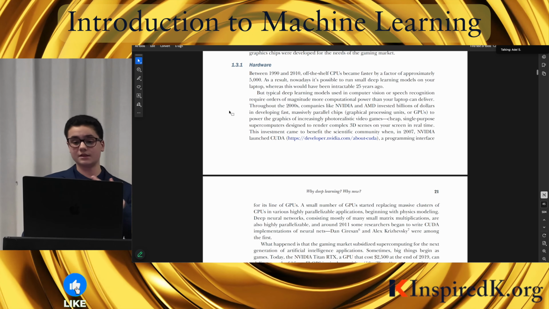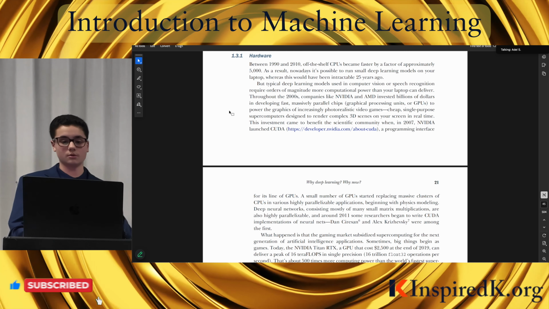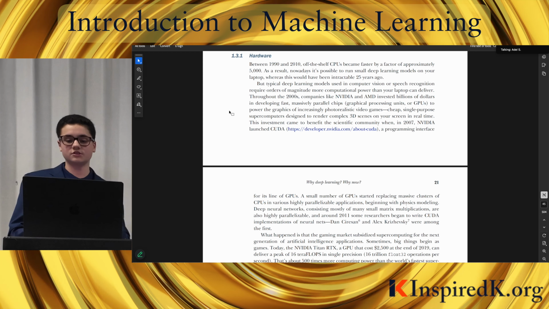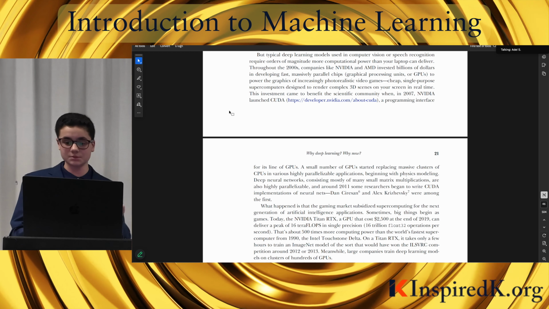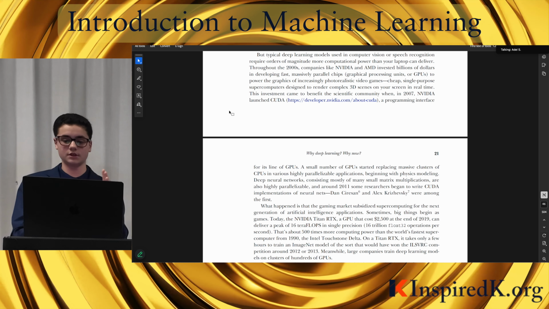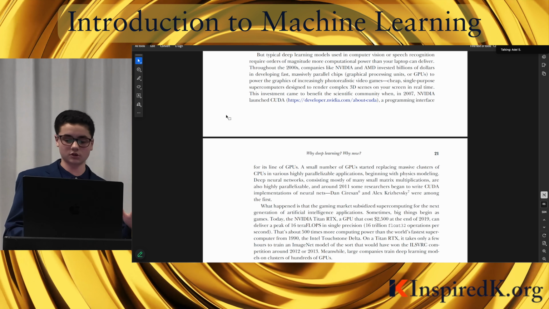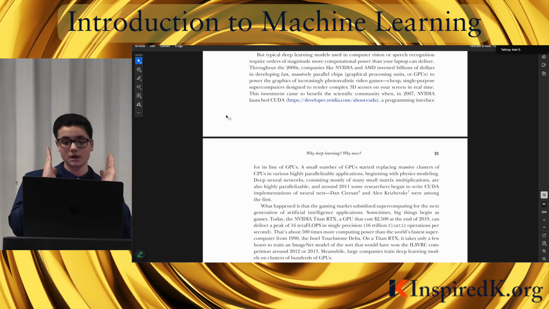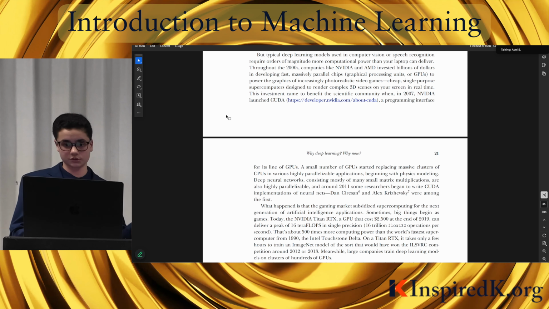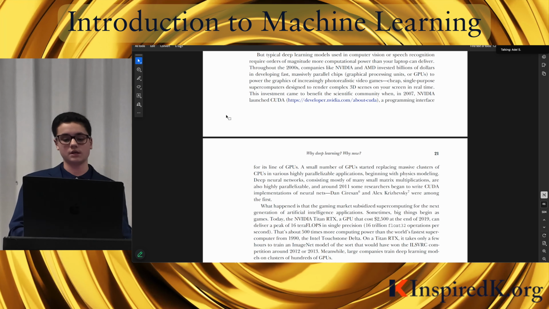In hardware, between the years of 1990 and 2010, CPUs available to consumers became faster by 5,000 times. And companies such as NVIDIA have been creating GPUs, graphical processing units, to make photorealistic video games. More recently, they have been repurposed for AI and machine learning, as they can do many parallel computations, which allows training for convolutional neural networks and other types of neural networks in deep learning to be extremely easier and faster.